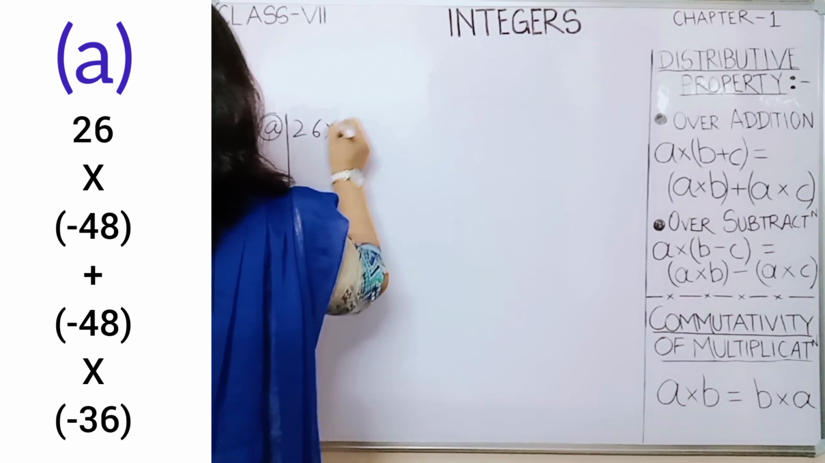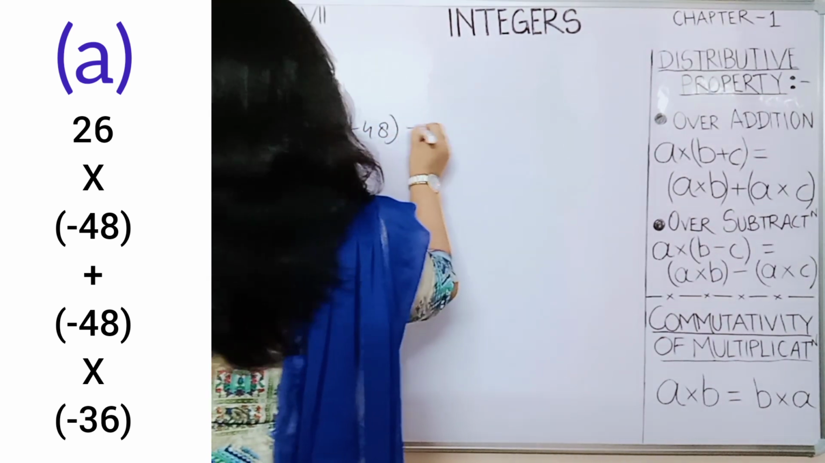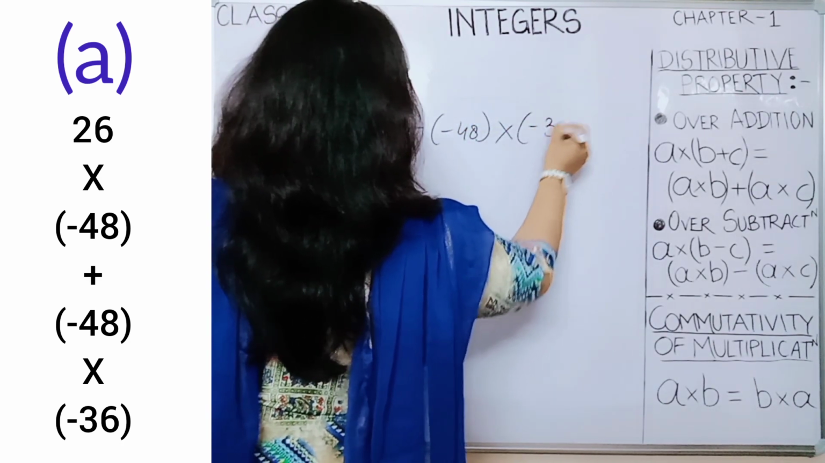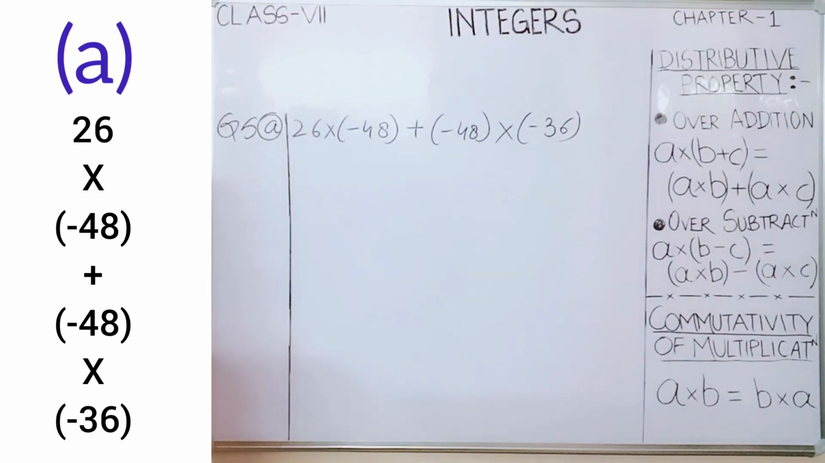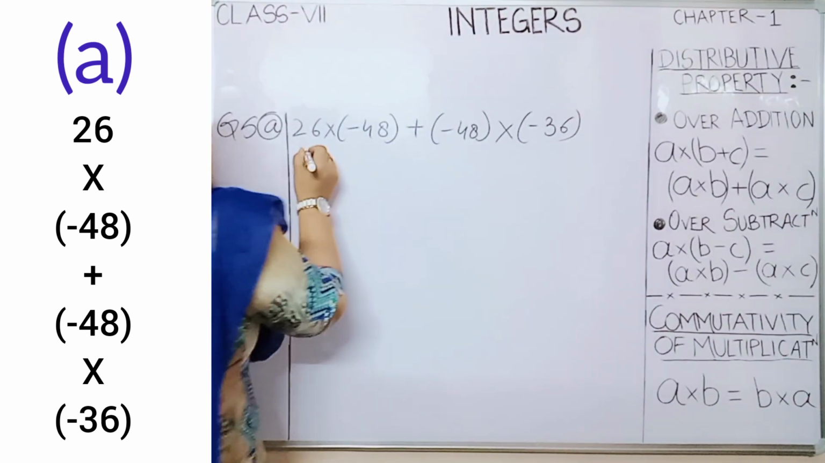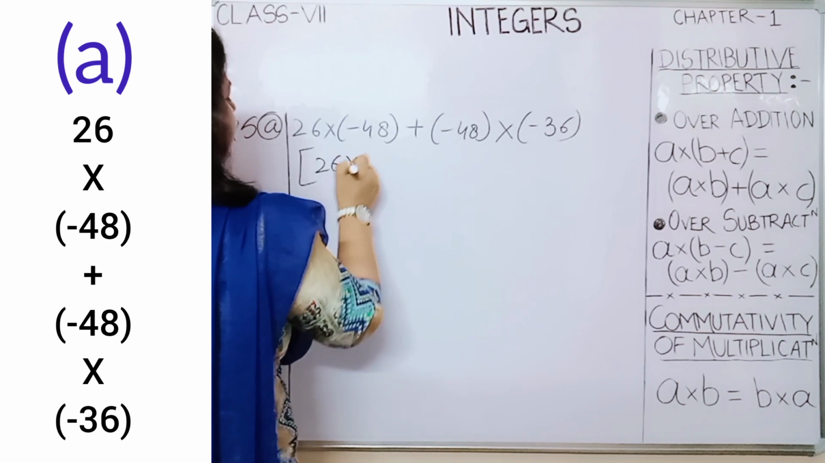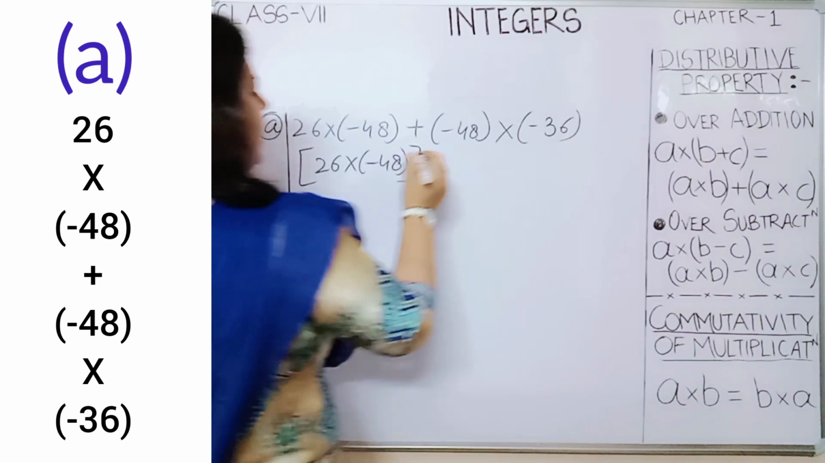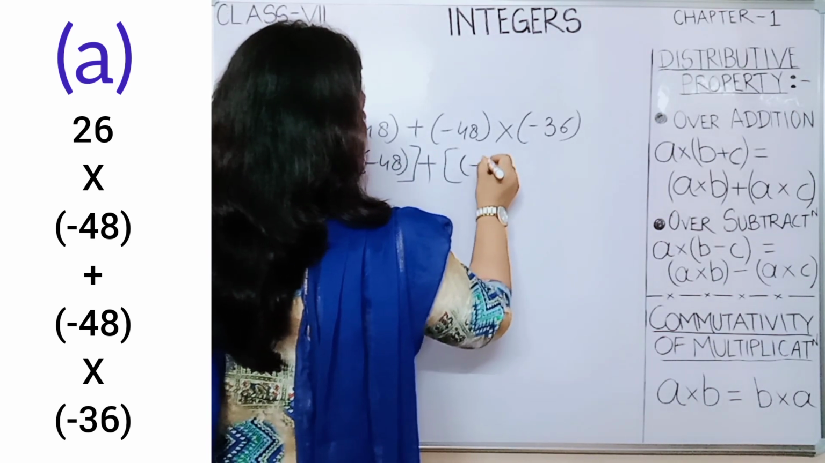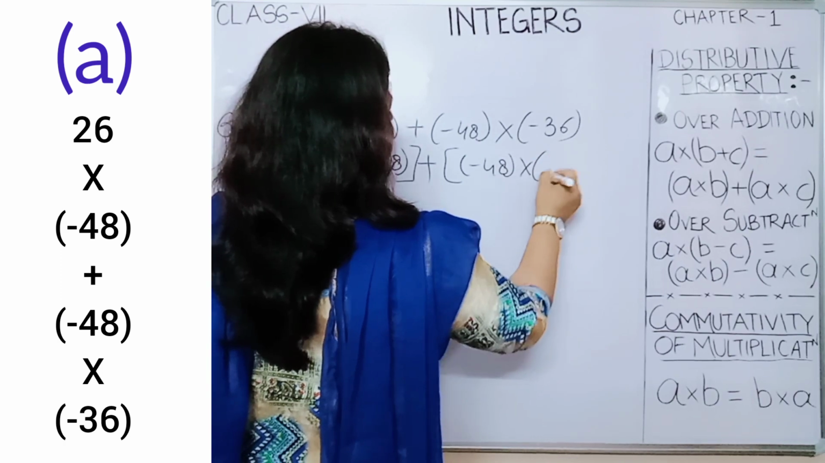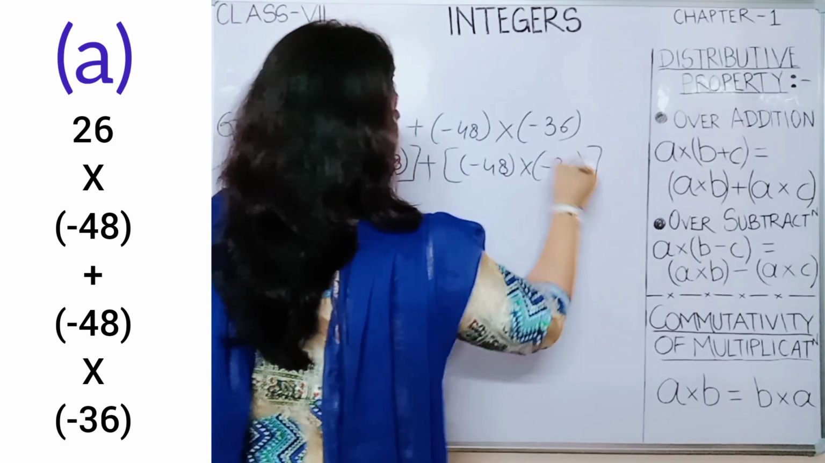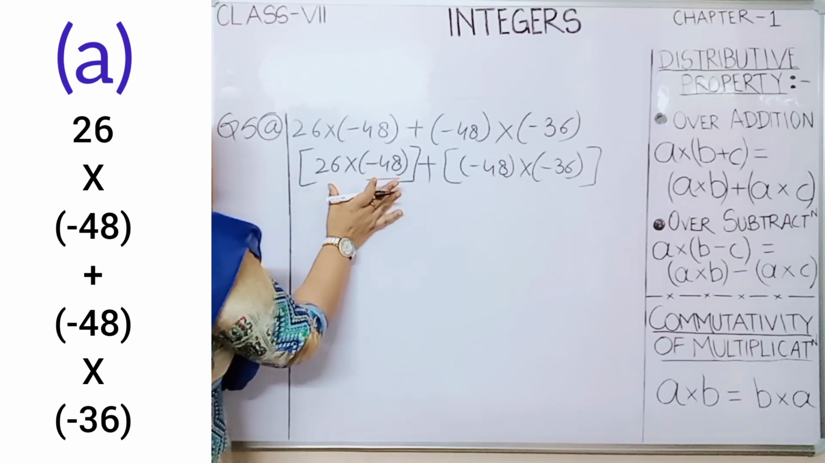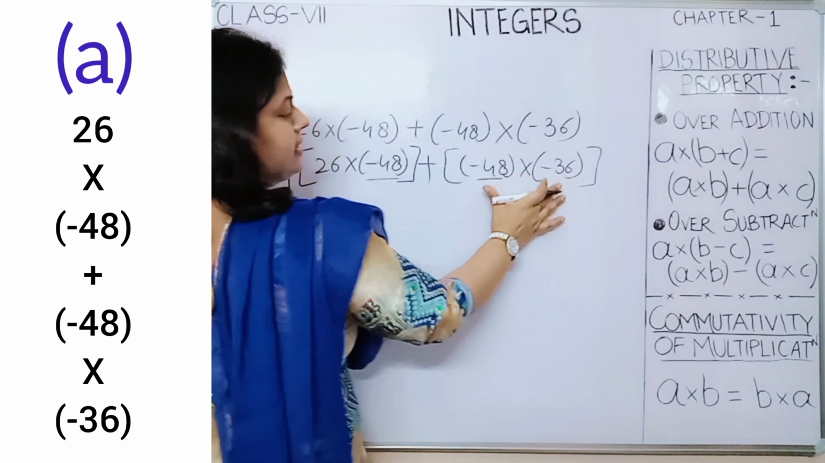26 into minus 48 plus minus 48 into minus 36. To make an easier question for you, I am putting 26 into minus 48 in a bracket and minus 48 into minus 36 in the other bracket. Now you can see that minus 48 is in this bracket and minus 48 again in this bracket.